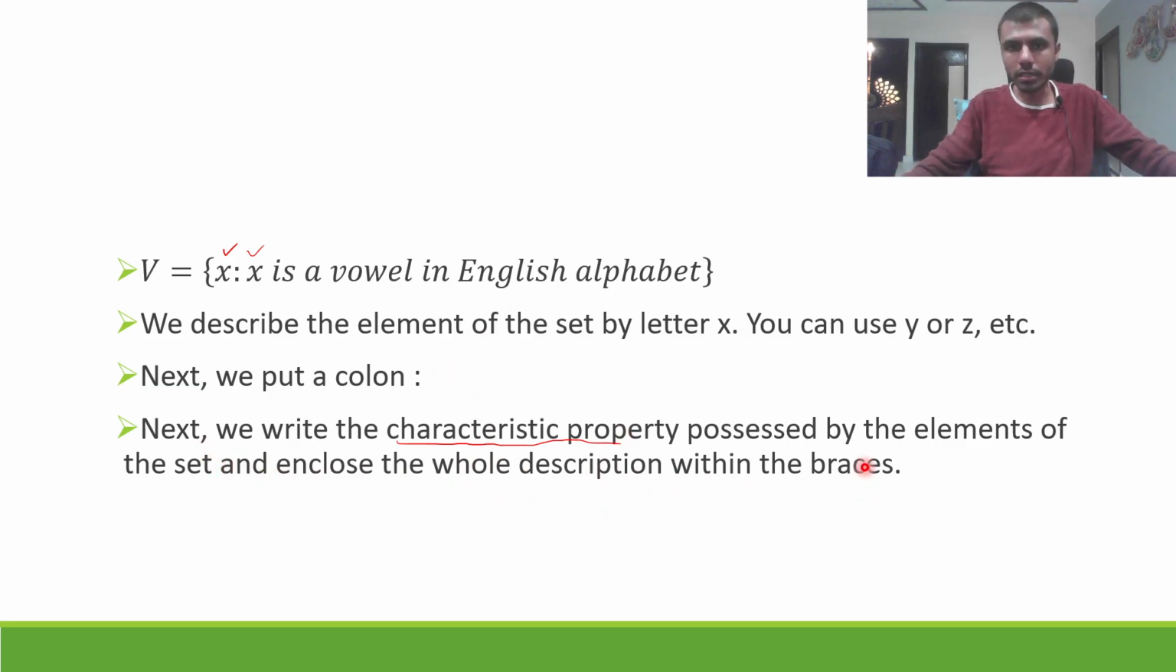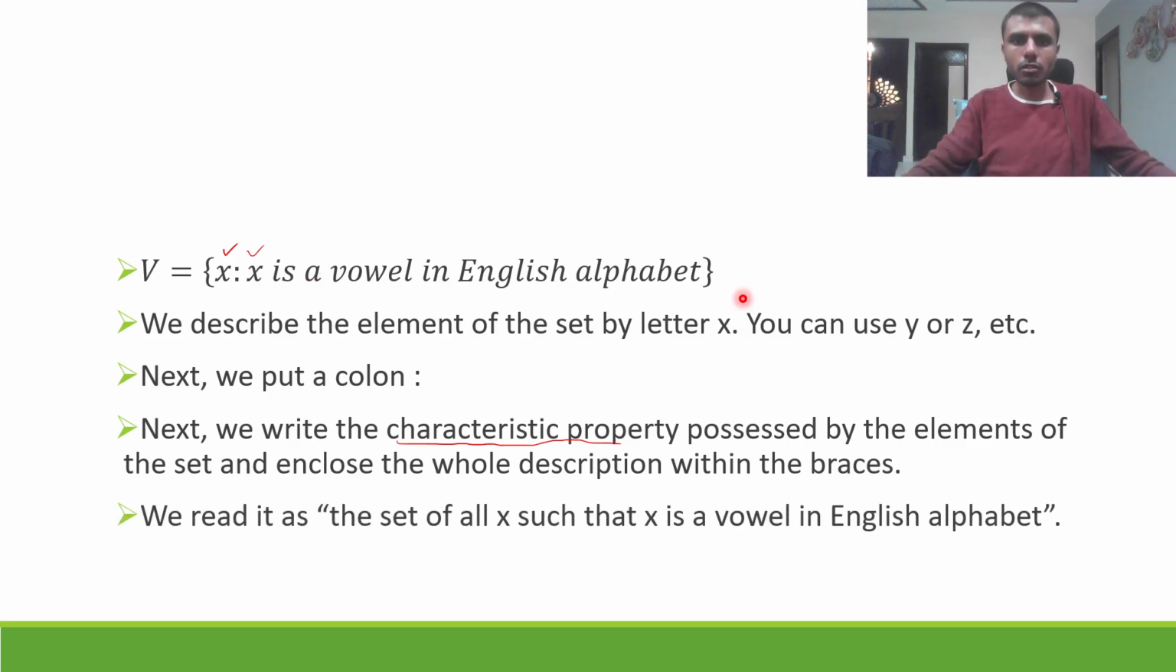and enclose the whole description within braces, flower brackets. So we read it as X such that X is a vowel in English alphabet. The set of all X such that X is a vowel in, this braces also need to be indicated, right? So the braces indicate a set, the set of all x such that x is a vowel in English alphabet. This is how it is read. I hope it makes sense.